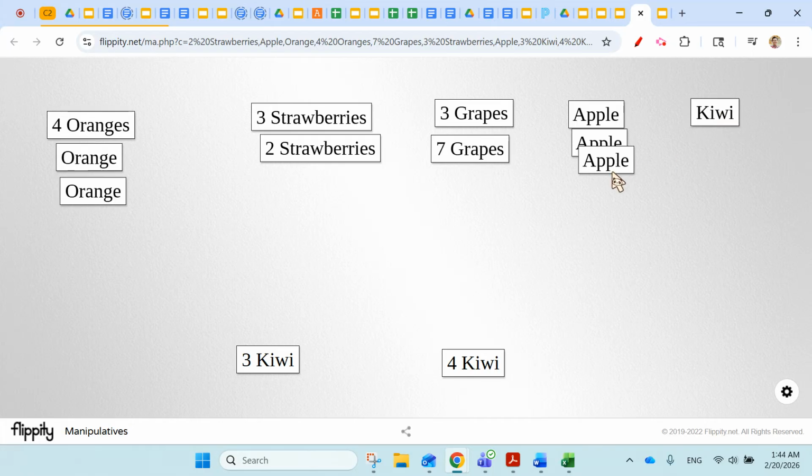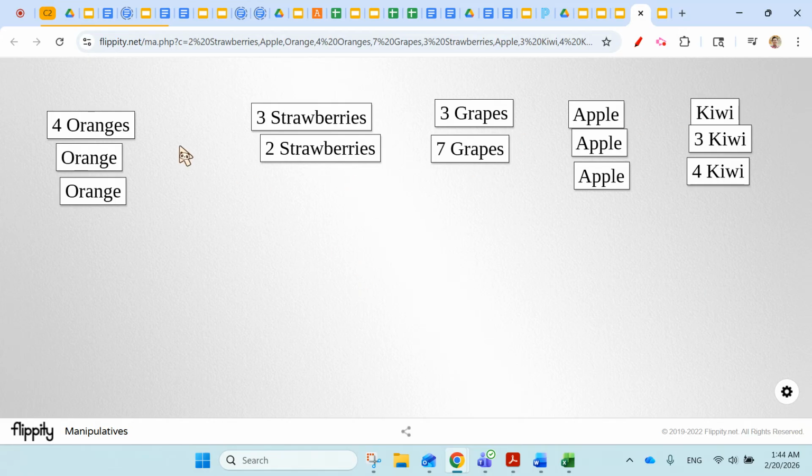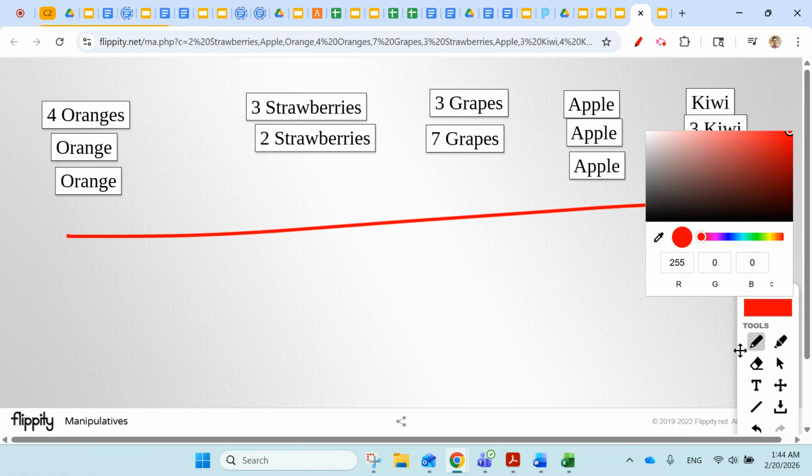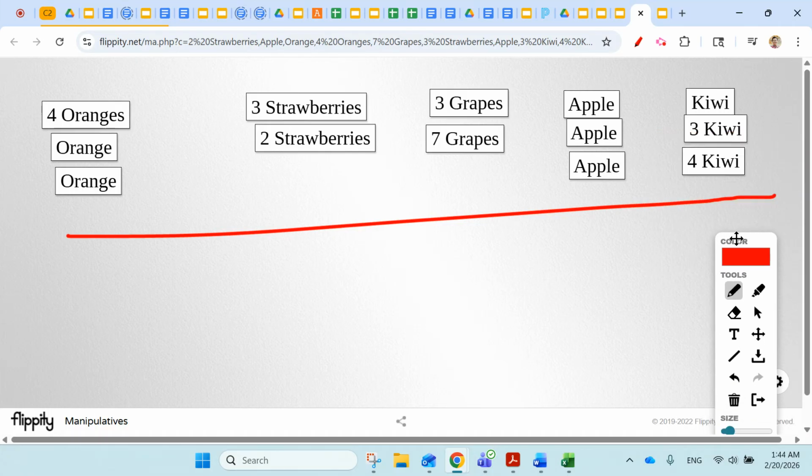Okay, it's looking like 5 different groups in this one. We have an orange group, strawberries, grapes, apple, and kiwi. So in your screenshot, you're going to group them, and then you're going to write somewhere on your screenshot the total. So if we have 4 oranges and orange and orange, the total is 6 oranges. I'm going to use R for orange because the O looks like a 0.